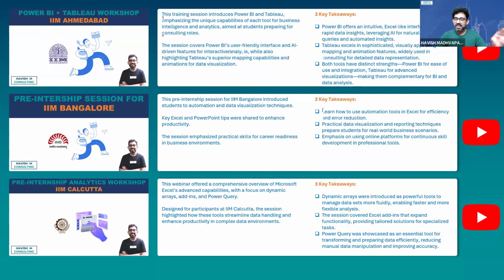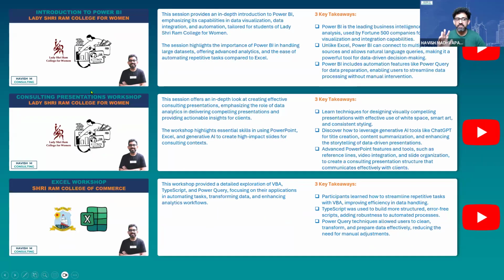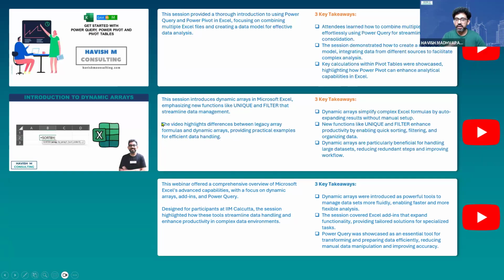If I want to go to an INSEAD, then what is going to enable me to make an impression? This is important, right? Because these are brands that they can associate with. And the most stupid thing is that I already had these videos with me, but I was never doing anything with it. So now I have an Ahmedabad, Bangalore, Calcutta. I have an SPGIMR, an IFT, an FMS, an LSR, and SRCC. I have a bunch of others, but we're still working on it.